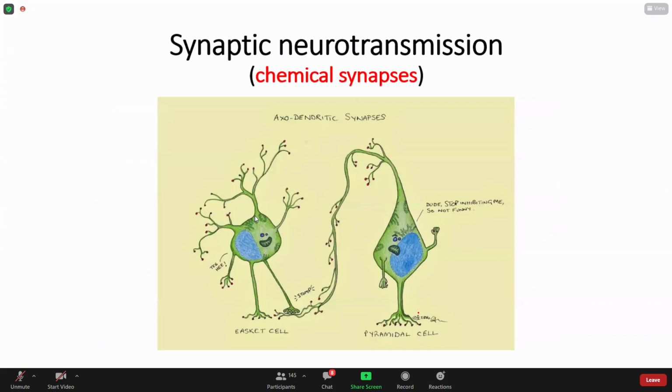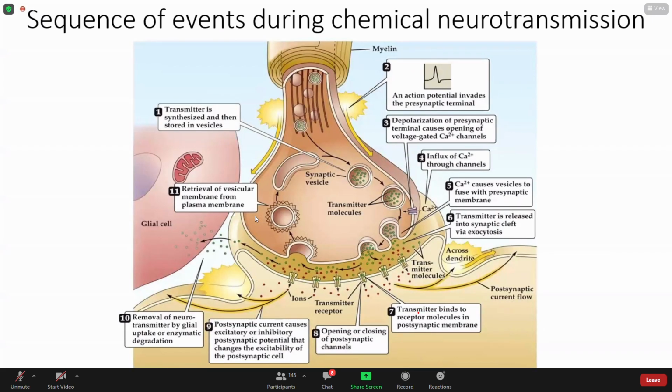Now let's talk about the major steps of the chemical synaptic neurotransmission. So the first step is that, as we learned from the previous lecture, this is the presynaptic neuron, and here we have the postsynaptic neuron, or a muscle cell or whatever. Now, depolarization of the presynaptic neuron, so here we have an action potential coming down to the synaptic terminal.